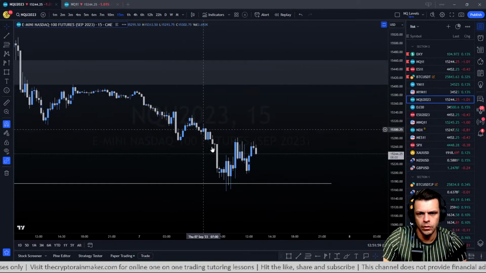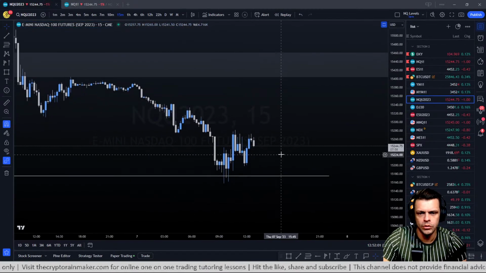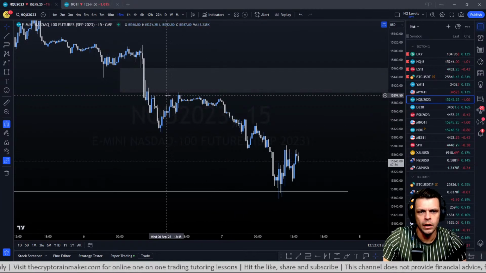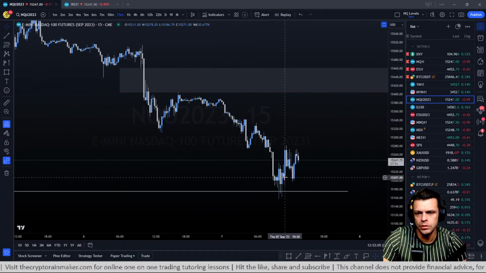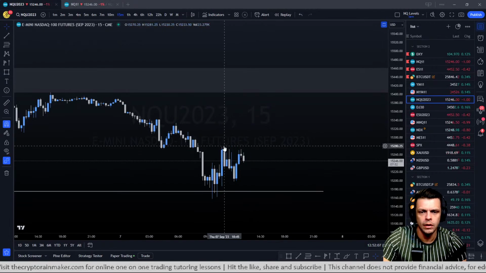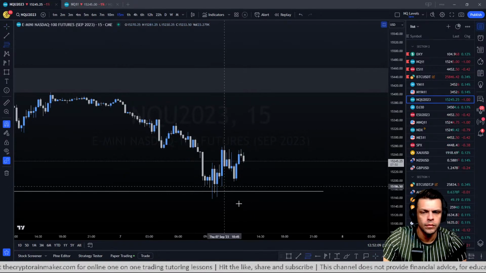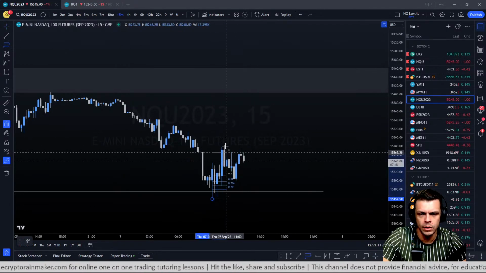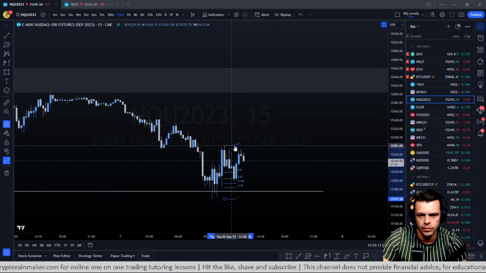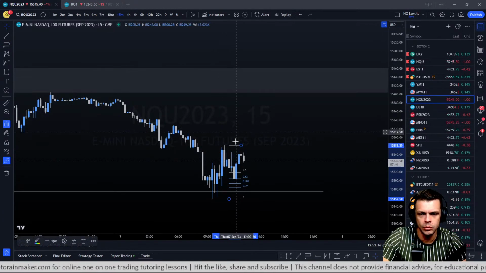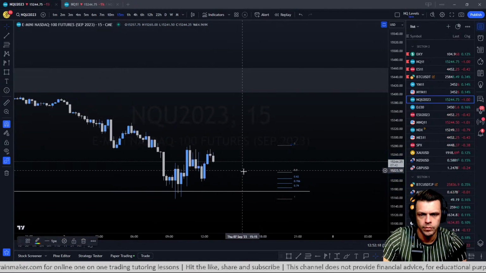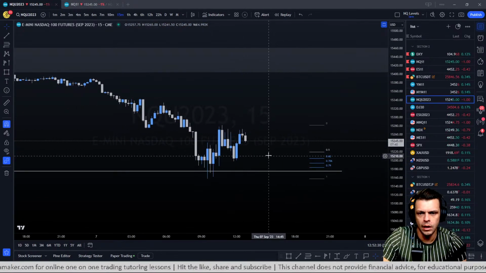Okay, so on the 15-minute we have a market structure shift. We made lower highs, lower highs, lower highs, and then a higher high. And this looks like a retrace to a fib level. Came right to the 618. But it did make a lower high.